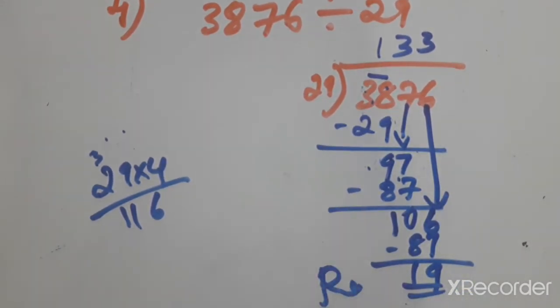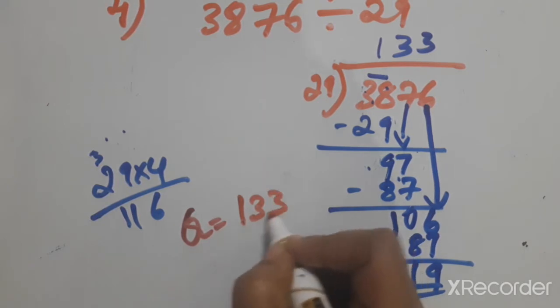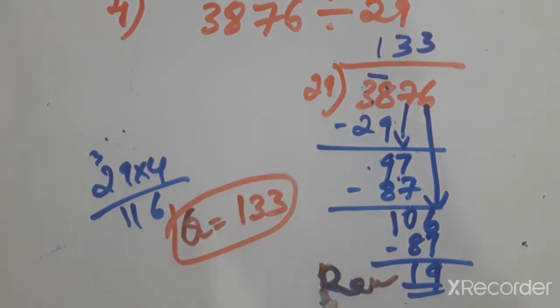This is the remainder. 19 is the remainder and the quotient is 133. This is the answer, children. 133 is the answer.